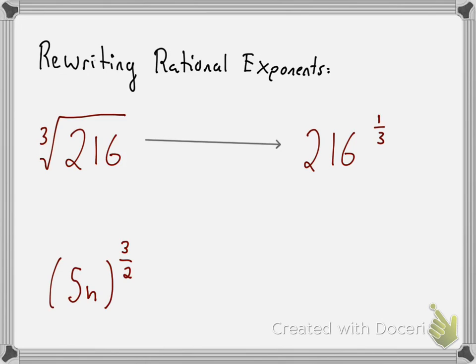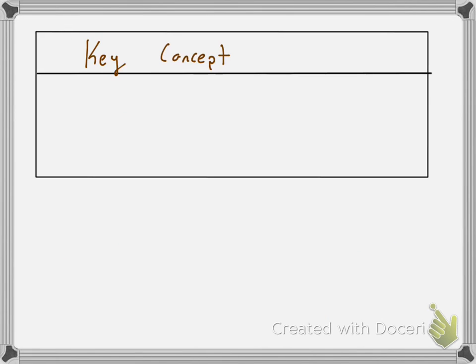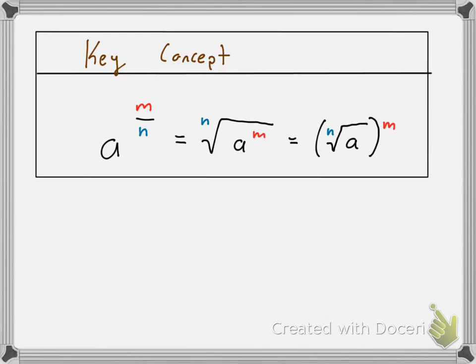Similarly, if we had the expression 5n to the 3/2 power, you could rewrite that as the square root of 5n cubed. So the overall concept here is that a to the m over n power could be rewritten as a to the mth power taken to the nth root. And you could also rewrite it with the nth root of a in parentheses too. It would give you the same thing.